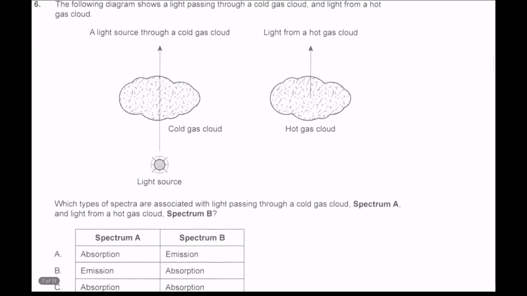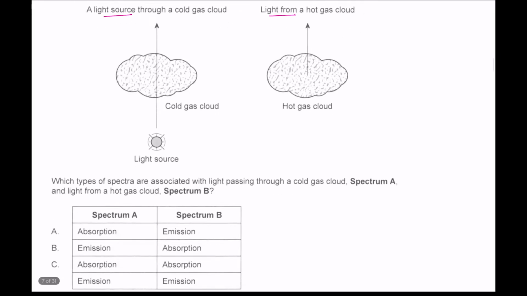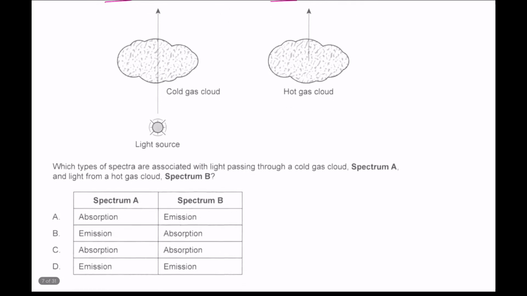Now moving to question 6. So basically you have two cases here. First, a hot gas cloud is emitting light. Another one is a light source that you're shining towards a cold gas cloud, and then light is coming through it. So which type of spectra are associated with light passing through cold gas, spectrum A and the hot gas spectrum B?